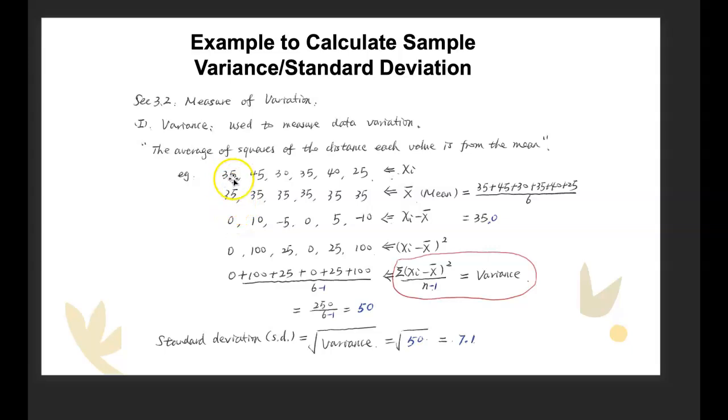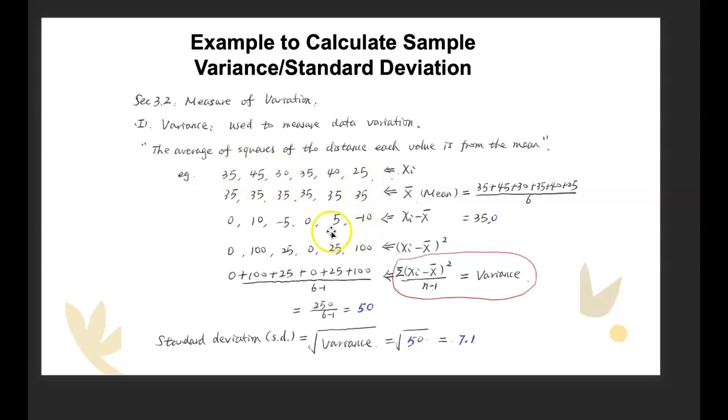For example, the x1 here, the first data point, 35 minus 35, you got 0. The second data point, 45 minus 35, you got 10. Similarly, for the other numbers here, you got the difference. Now you see, sometimes they are positive, sometimes they are negative. If we simply add them together, you might see, oh, we got a 0. Are we having the variation of 0? Of course not. You can clearly see this data sequence here, they have some changes.